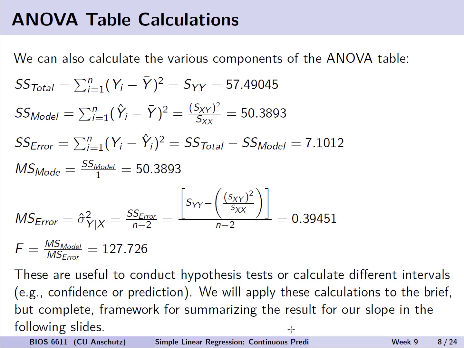Additionally, we can also hand calculate the ANOVA table and fill in the various components. We're not going to go through this in too much detail here on the slide, other than to note we can apply these different summary statistics we had before and the different relationships to calculate these quantities of interest. The other thing we can just remind ourselves of is that the mean square model and the mean square error both are calculated by taking the sums of squares equivalent and dividing by the degrees of freedom.